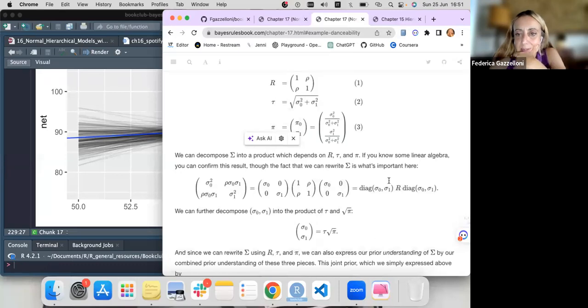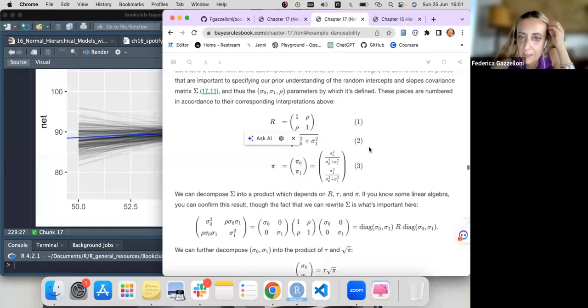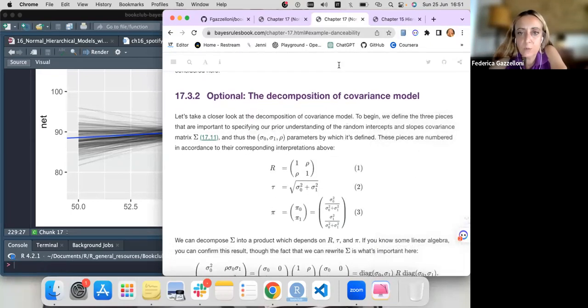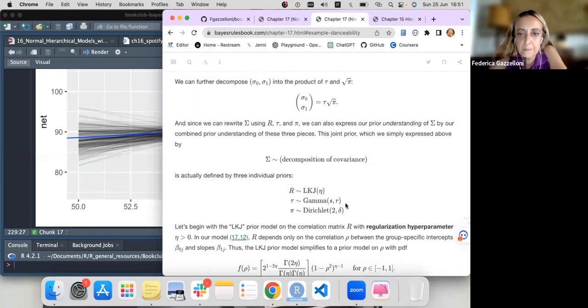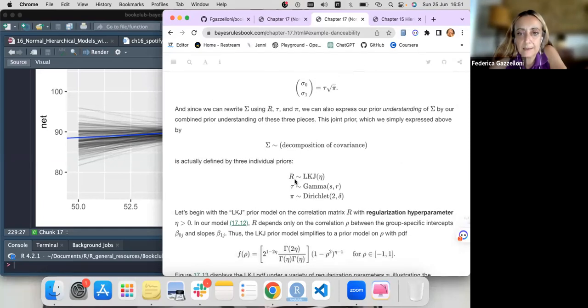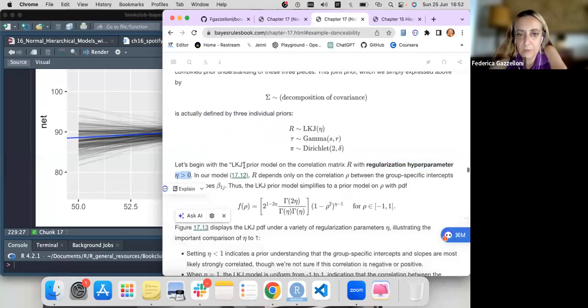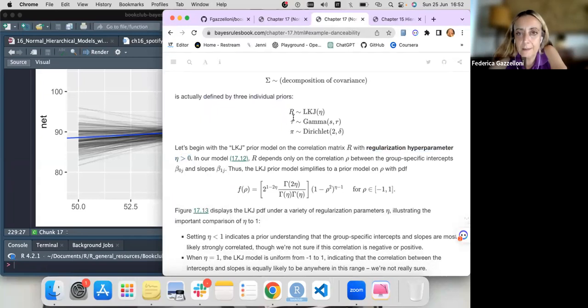Here is an interesting bit about the mathematics of the decomposition of the covariance model. We define individual-specific priors, and we use a regularization parameter, in particular this eta, which has to be greater than zero. This is the LKJ prior model on the correlation matrix, and R depends on the correlation rho between the group-specific intercepts.